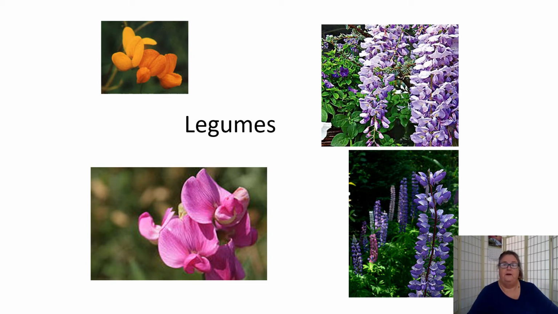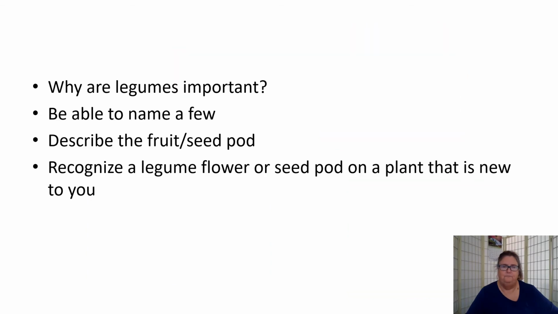So here you see the flowers of different legumes. You see the wisteria here. We have some of that at the garden plot that you've probably seen. Lupin is a gorgeous wildflower, and then sweet pea is very nice this time of year with nice fragrance. So I'd like for you to be familiar with the importance of legumes and be able to describe the fruit and the seed pod, and to be able to recognize it. If you were to see a new legume plant that you had not seen before, you go, well, that kind of reminds me of a legume, right?